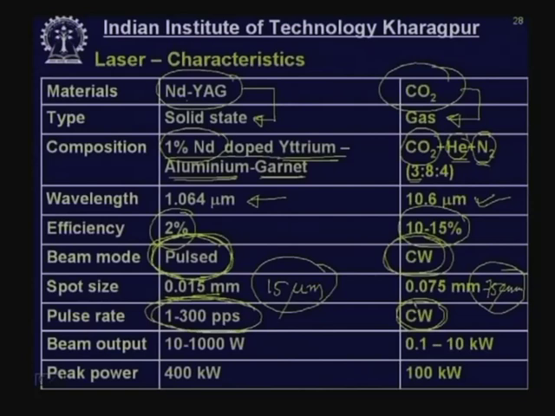Now, let us come to the beam output. Beam power output is around maximum 10 to 1 kilowatt, whereas in case of carbon dioxide, it is around 100 watt to 10 kilowatts. There are carbon dioxide lasers which are even larger. Peak power available is around 400 kilowatt. This is a bit different. This is beam output and this is peak power, because as it is used in pulse mode, you get a lot of peak power. In case of carbon dioxide, peak power is around 100 kilowatt, but normally they are in this range.